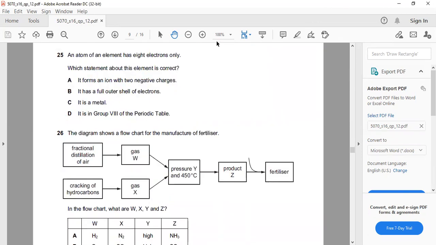25th is relatively easier, I think. About 8 electrons only. Which statement about this element is correct? 8 means oxygen. So it forms an ion with two negative charge, yes, O 2-. It's a metal? No. It's a group 7? No. It's a group 6 element. It has a full shell of electrons? No. It has an atom of element with 6 outer electrons.